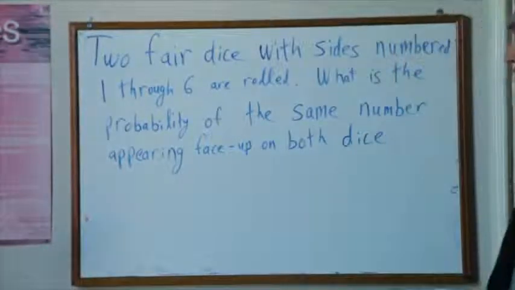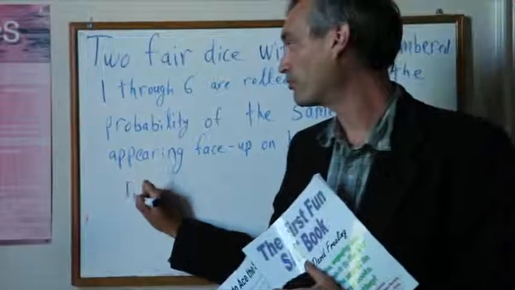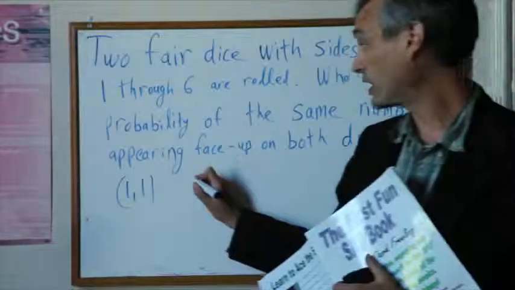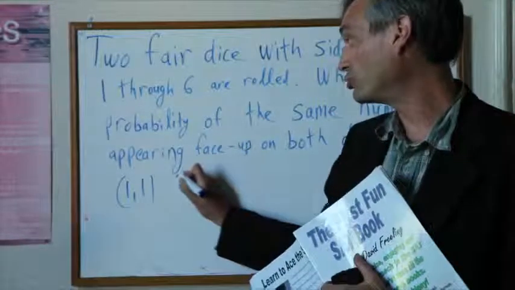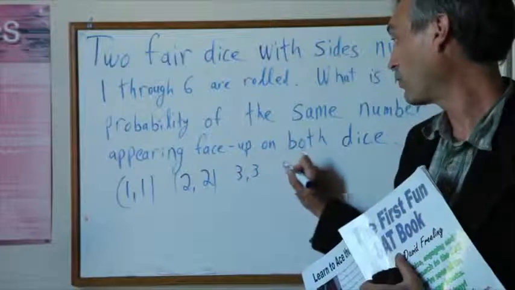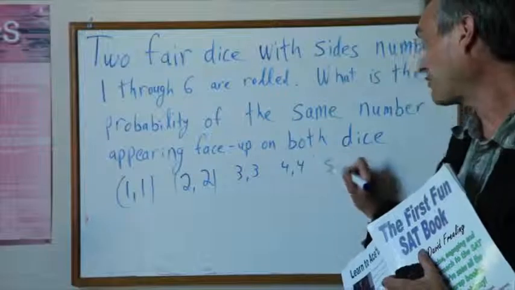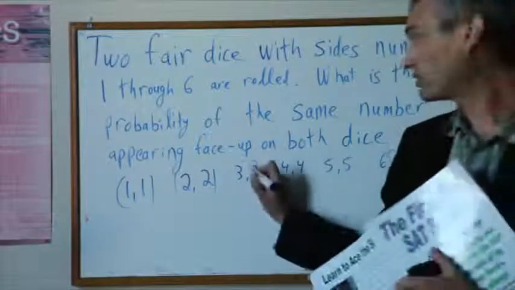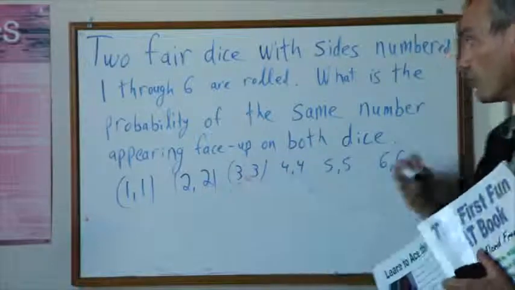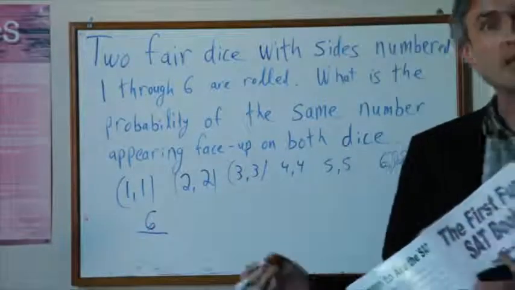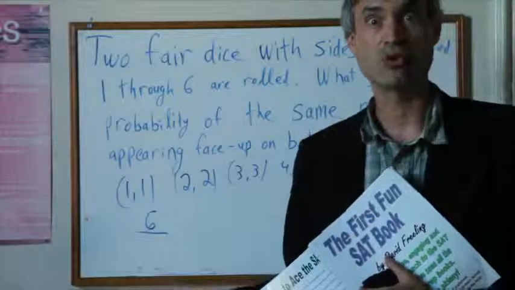So the first thing you want to do is count up the number of ways that this could happen. You could have a 1 on both dice. You could have a 2, 2 on both dice, 3, 3, 4, 4, 5, 5, or 6, 6. If you counted that up, you'd see there's 1, 2, 3, 4, 5, 6 ways to get the same number appearing face up on both dice.